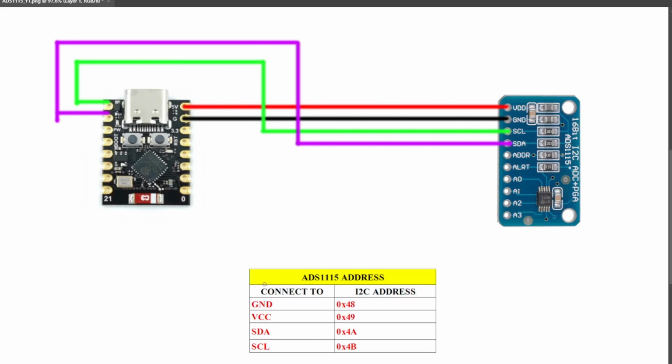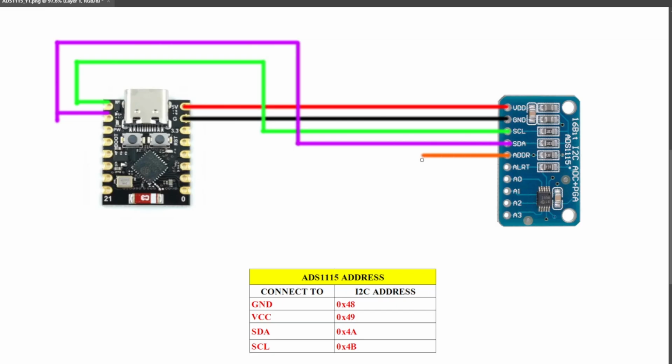We also need to select the I2C address using the ADDR pin. I've included an address reference table on the screen for convenience. When the ADDR pin is connected to GND, the module uses address 0x48. Connecting ADDR to VDD changes the address to 0x49. Similarly, connecting ADDR to SDA sets the address to 0x4A, while connecting it to SCL sets the address to 0x4B. This gives us a total of 4 available I2C addresses, allowing multiple ADS1115 modules to share the same I2C bus.